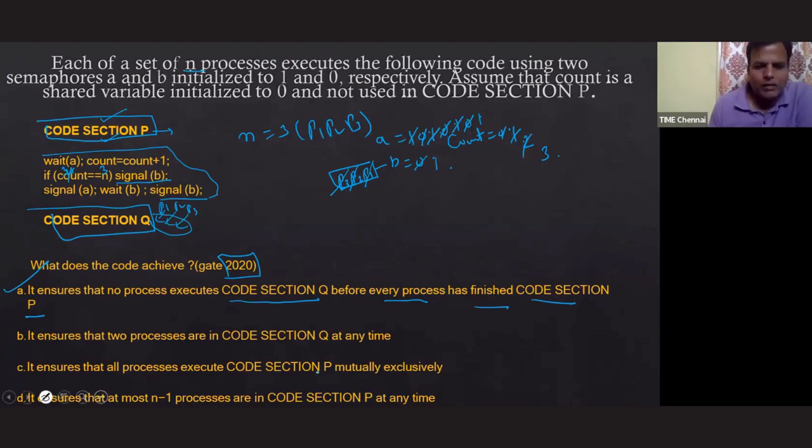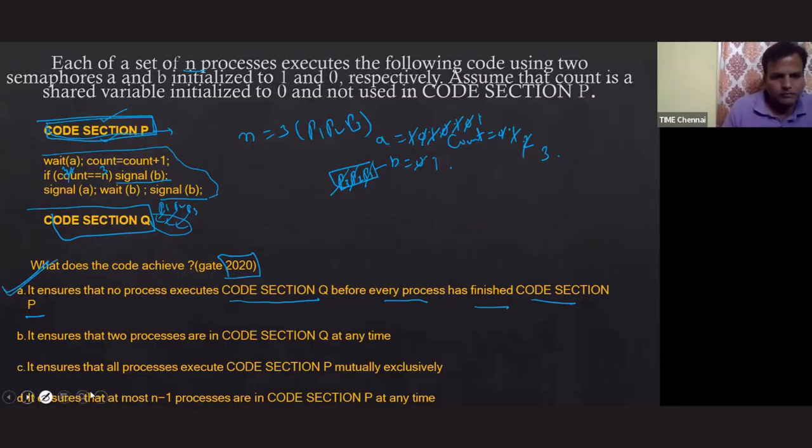Okay, fine. It ensured that at most n-1 processes are in code section P at any time. How can you give a guarantee for this one, sir? There is no guarantee, because for that you have to use some counting or some other approach. But we don't know what is there inside P. So that's why it is not possible. You cannot give this guarantee for code section P. Okay, fine. So that's why option A is correct.